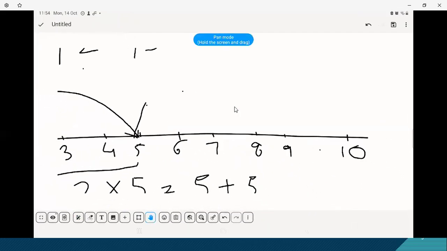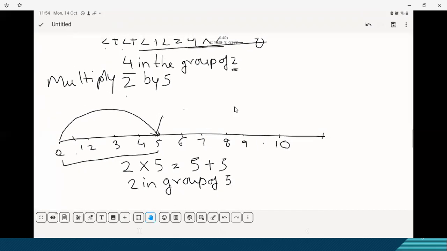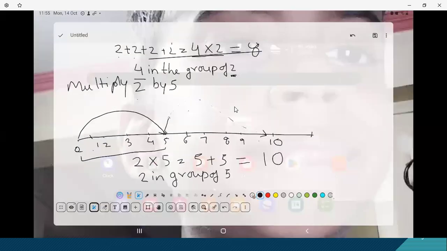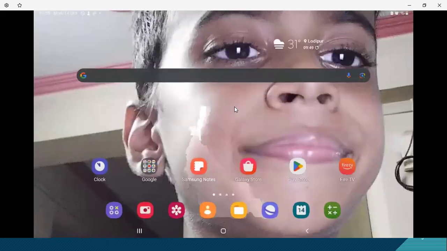Now that will be up to 10. So 5 plus 5 is 10 on the number line. I hope there is a clear understanding. So that was multiplication as addition on number lines. Let's quickly go to the slide.